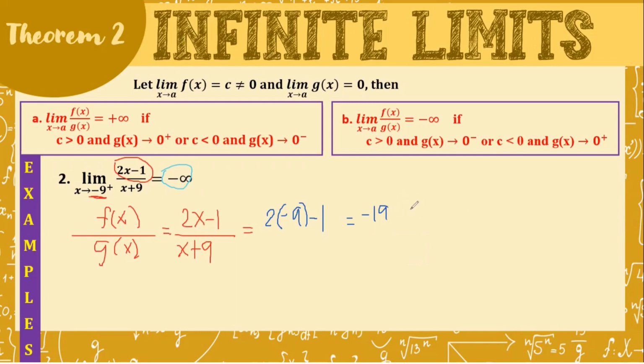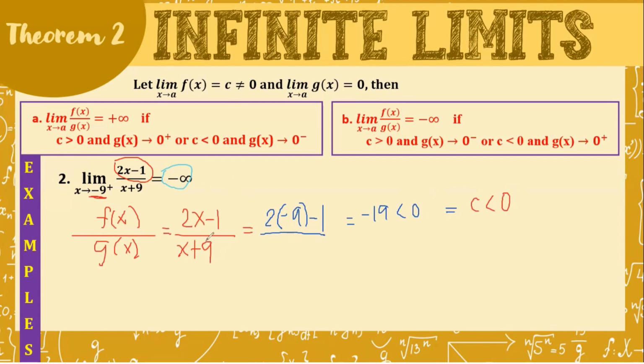Now, the f of x is equal to negative 19. Is negative 19 greater than or less than 0? Very good, negative 19 is less than 0. So if your negative 19 is less than 0, then the result here is C, where C is less than 0. So we are done with the numerator, f of x. Let's go to g of x.